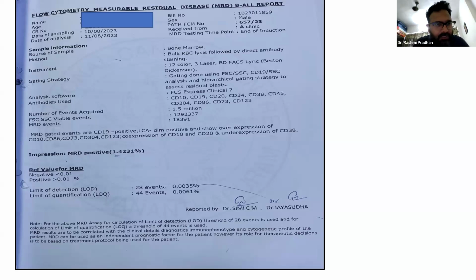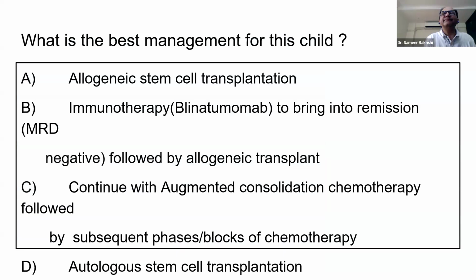Sir, 0.01, sir. Okay, less than 0.01. Yes, sir. Okay, very good. Sir, it is MRD positive, sir. So what do you want to do now? Sir, try for CR1 and transplant in CR1, sir. Okay, next slide. Very good. So what option do you want to choose from this?